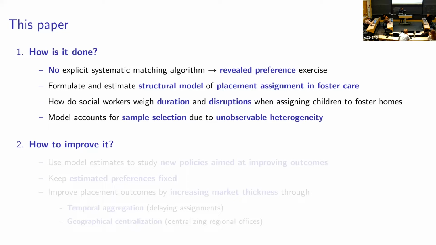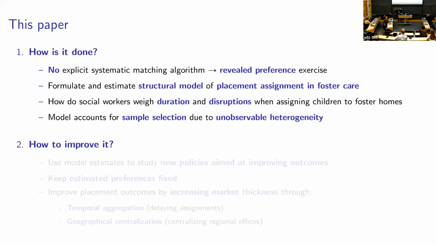Okay, so I'm going to look at matching data, and I'm going to try to rationalize what social workers are doing when they're deciding which children are being placed in which foster homes. Basically, I'm looking at the placement assignment problem, and I'm going to rationalize it in terms of what I'll call a placement outcome. This is the duration of a placement, how long a child stays in a foster home, and why they leave that foster home.